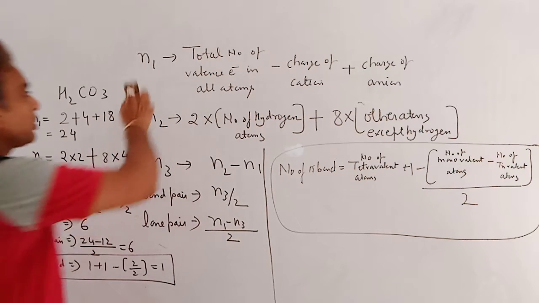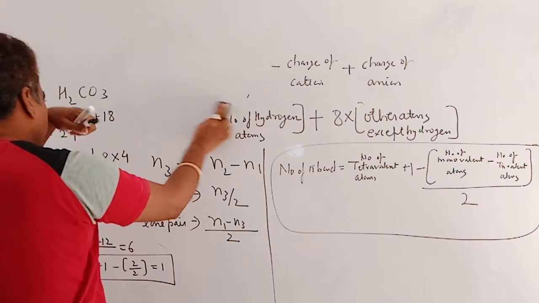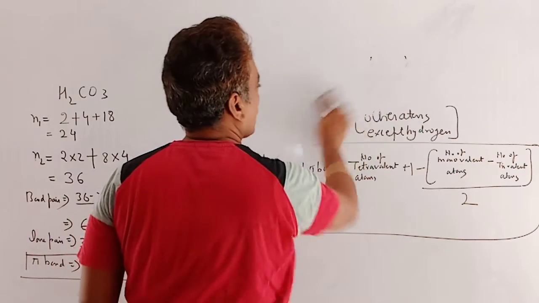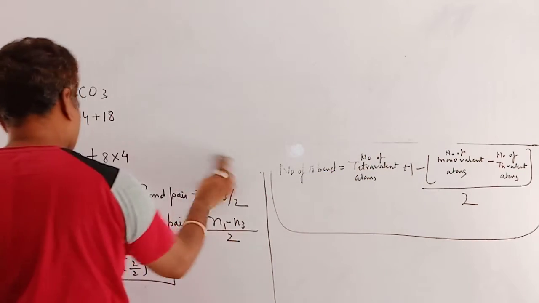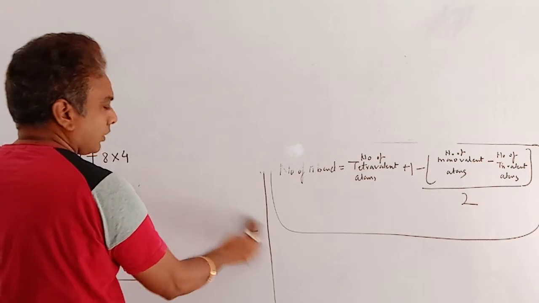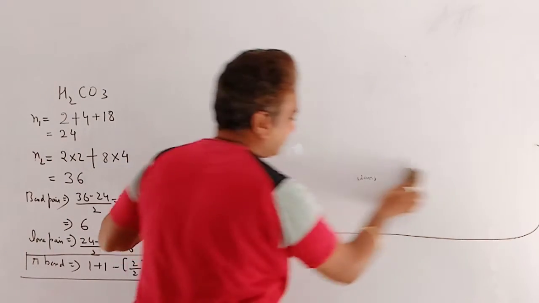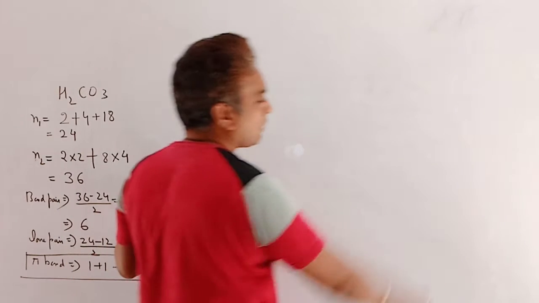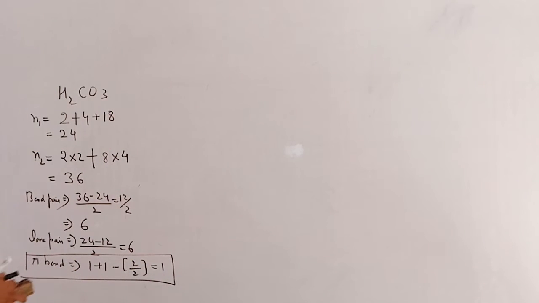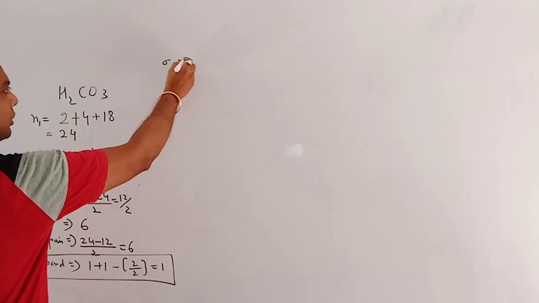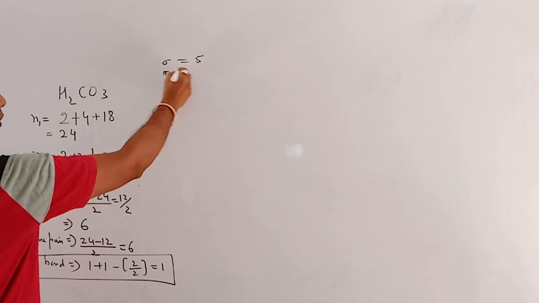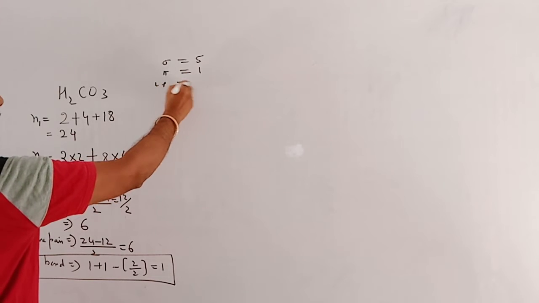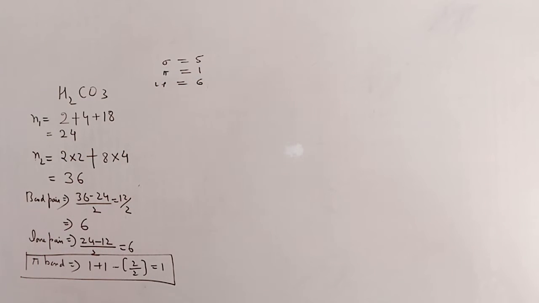This mathematical procedure also helps with the dot structure of a given molecule. If we calculate the number of pi, sigma as well as lone pairs, we can easily draw the dot structure. For example, in case of H2CO3, here the number of sigma bonds is 5, pi bond is 1, and lone pairs are 6.